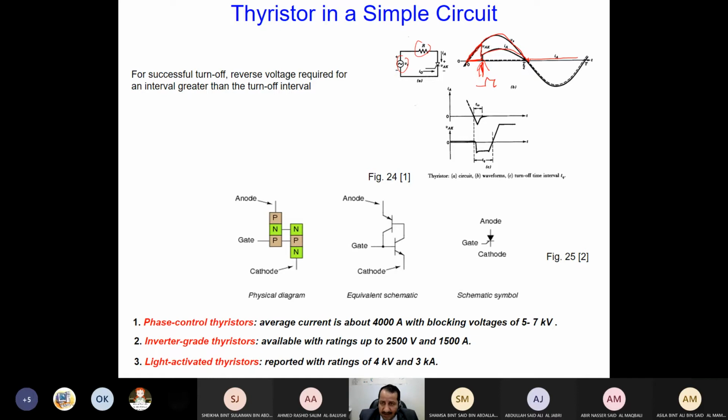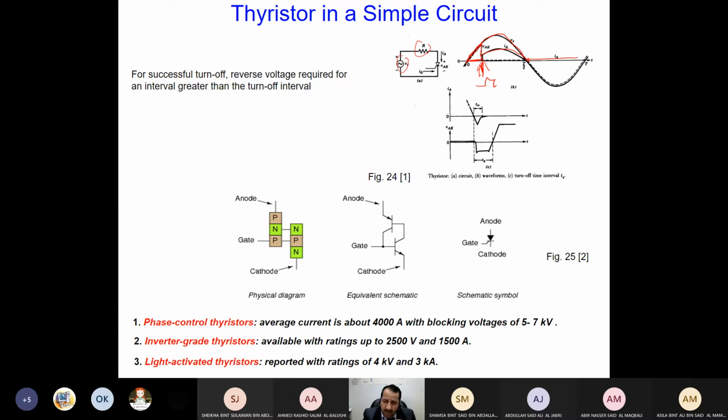But because the thyristor has a family, they design different types of thyristors. Some of them work based on light. Some of them work based on the voltage. I mean, they increase the voltage until it reaches a high voltage, then it will conduct. Okay, and so on. So different types of thyristors are available in the market.